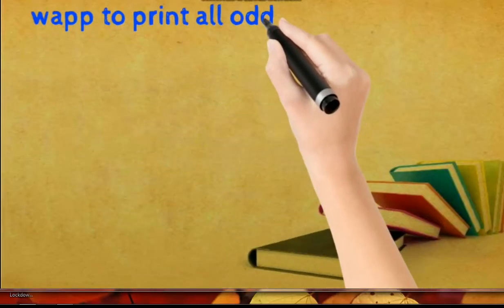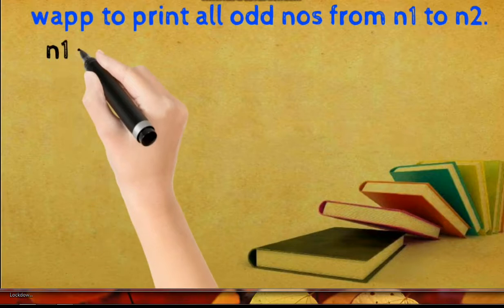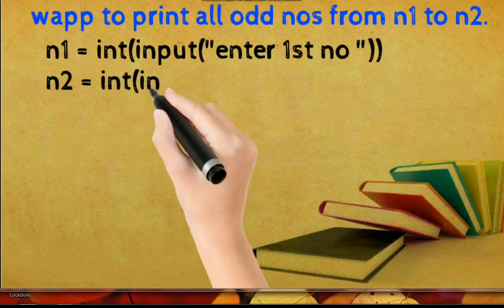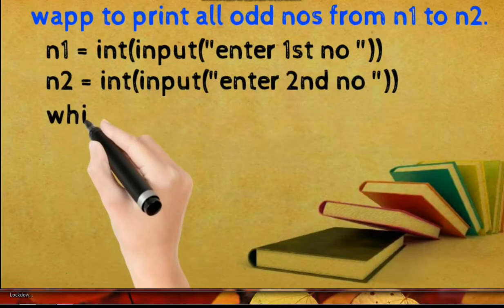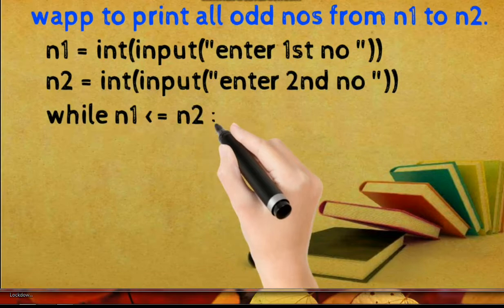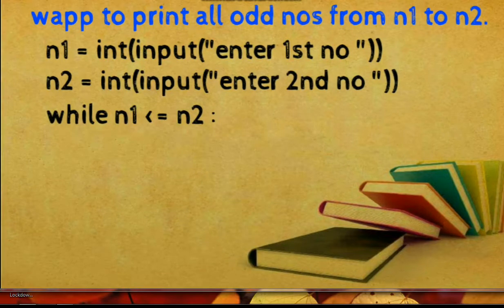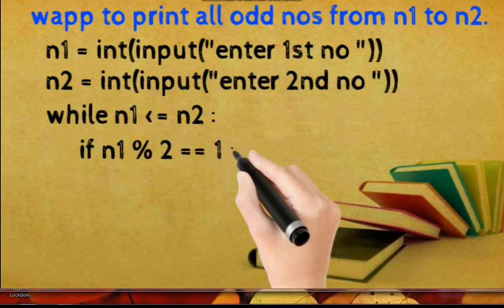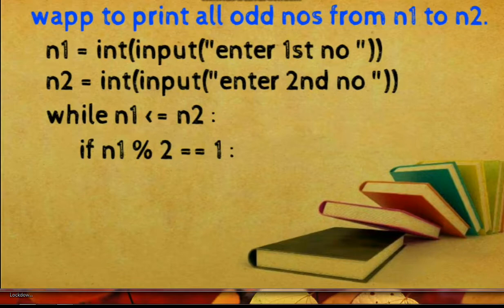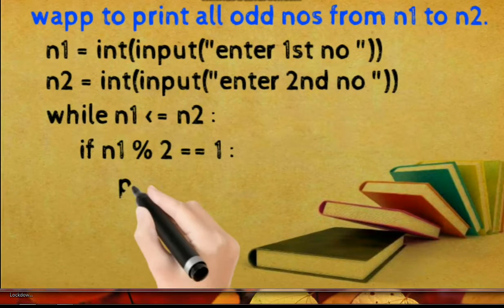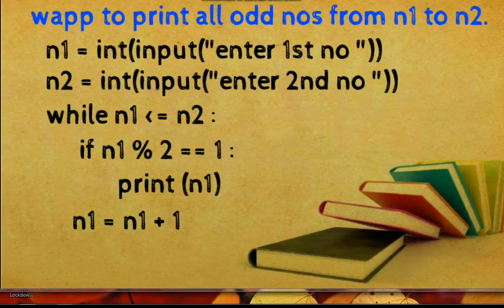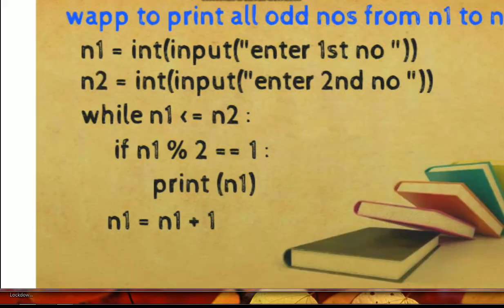The next question is to print all odd numbers starting from n1 till n2. So in this case we have to input two numbers, that is n1 and n2. So we have used the input function here. Then while n1 less than equal to n2, the loop will continue from n1 to n2. Then if n1 modulus 2 equal to 1, because all odd numbers are to be printed, thereafter inside the if statement we have to write print n1, and as the loop is going ahead, we have to write n1 plus equal to 1 or n1 equal to n1 plus 1.